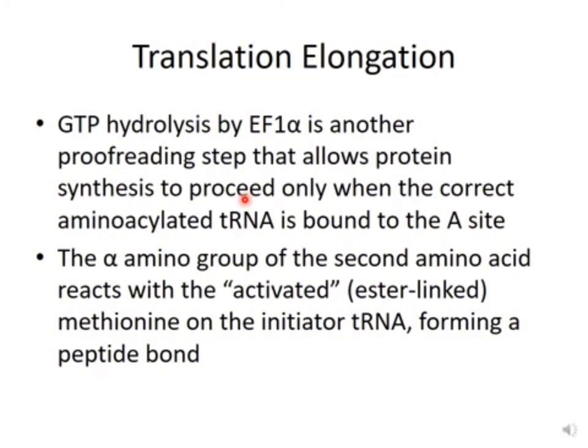The alpha amino group of the second amino acid reacts with activated ester-linked methionine on the initiator tRNA, forming a peptide bond. As we mentioned in the previous slide set entitled mRNA decoding, when we attach an amino acid to its corresponding tRNA, the charging of the tRNA, there is GTP hydrolysis, and that is to form a highly activated high energy ester link. The high energy ester link is going to be replaced with a peptide bond between the two amino acids.